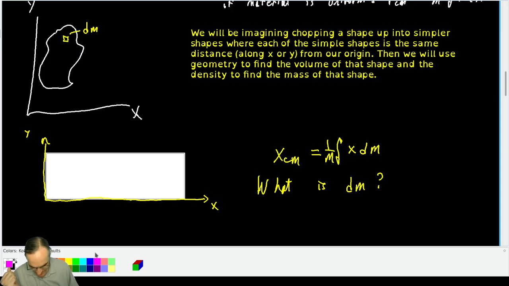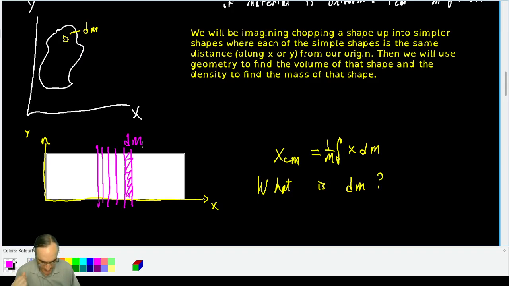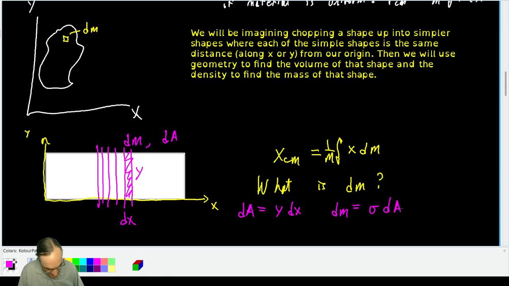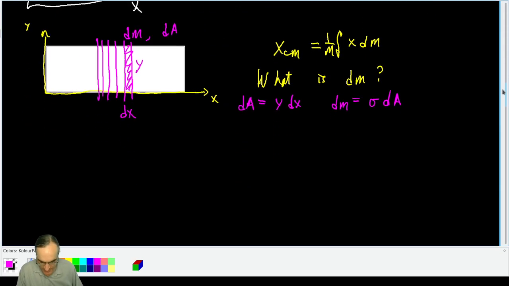We want to think about what dm is going to look like. Well, we want everything to be the exact same distance along x, so we're essentially going to put this in a salami slicer and get a lot of thin vertical slices out of it. And one of those thin vertical slices we will say is our dm. It has, in this case, an area dA. We're splitting it up along the x-axis. That means along the x side it has a width dx and it has a height y. So d area would be y dx, and dm would be equal to the area density times dA.